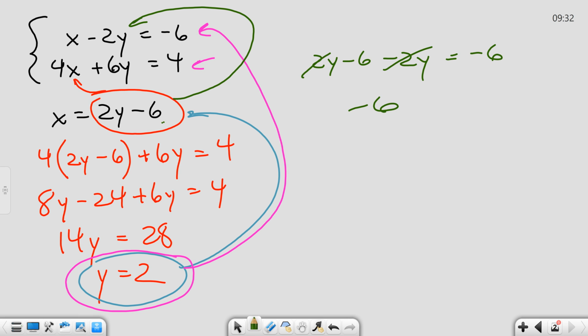Those cancel. Yeah, the x's disappear, or the y's disappear. So you've got to put it into the other one. Okay, that's the substitution method. Some people like it. I'm not a fan.